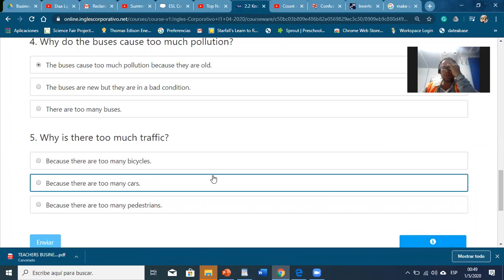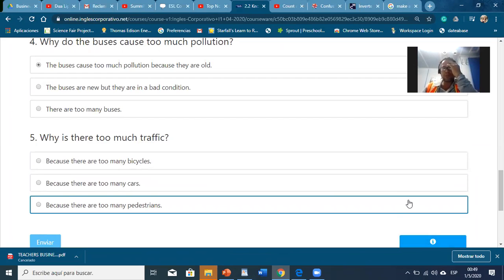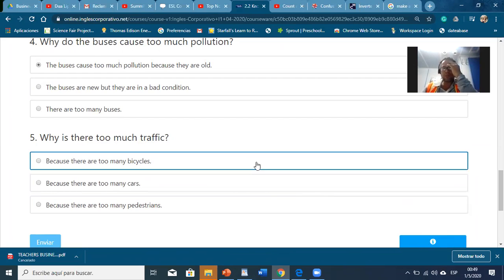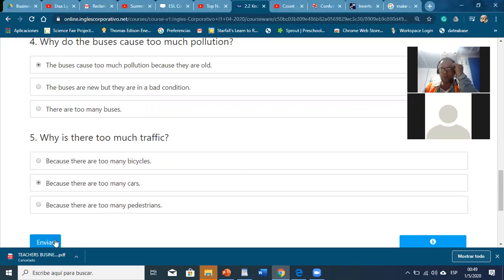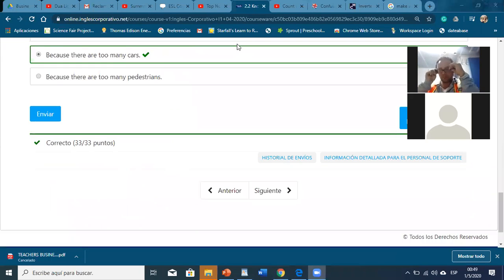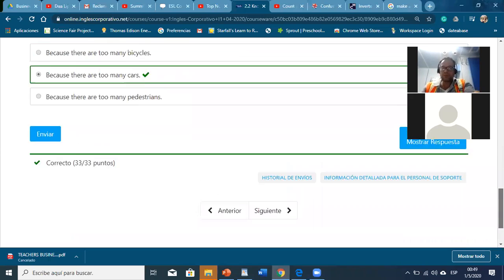And the last one. Why is there too much traffic? Because there are too many cars. Yeah, because there are too many cars. The second one. Let's see. Excellent. Great job. All right, you got it.